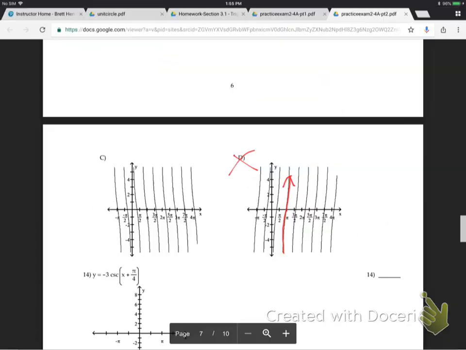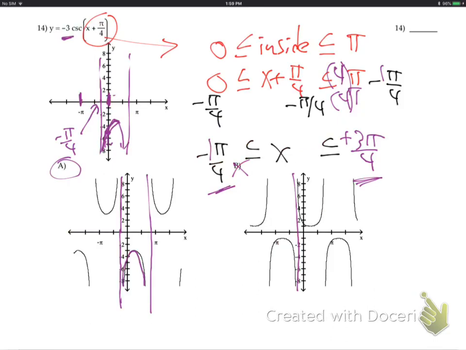All right. We've talked a lot about graphs. You guys have learned a lot about trigonometry graphs. All right. Good. Okay. That's a good one.